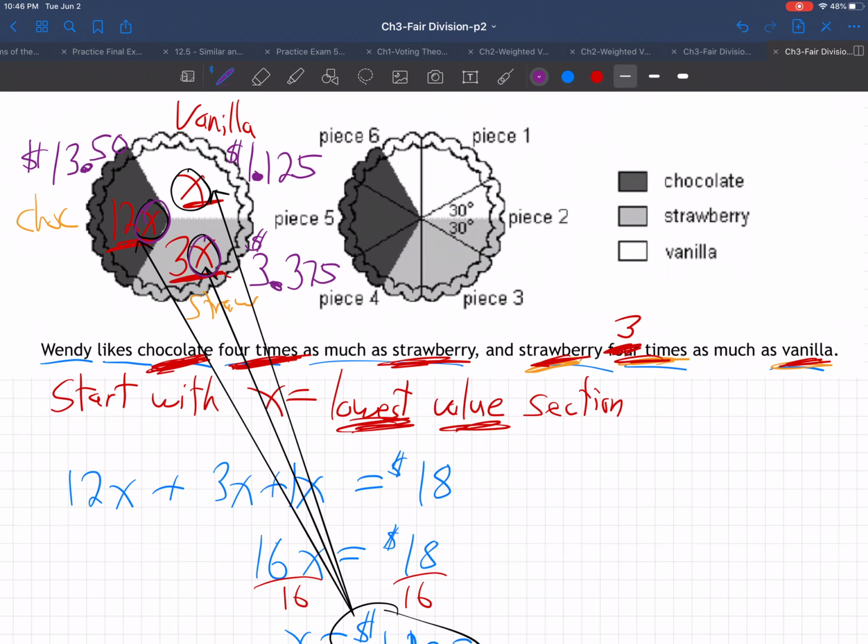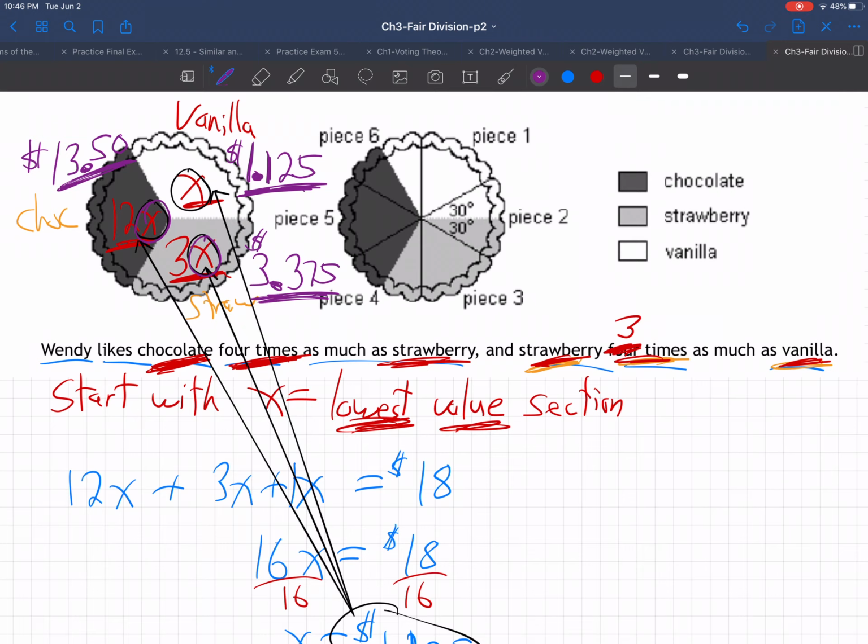$13.50. All right, so that means the chocolate chunk is worth $13.50 to Wendy. The strawberry chunk is worth $3.375 to Wendy. And the vanilla chunk is worth only $1.125 to Wendy.